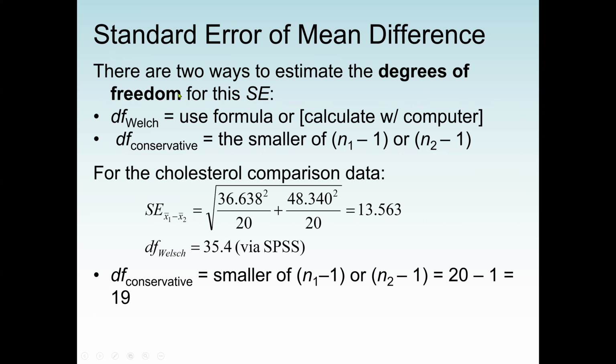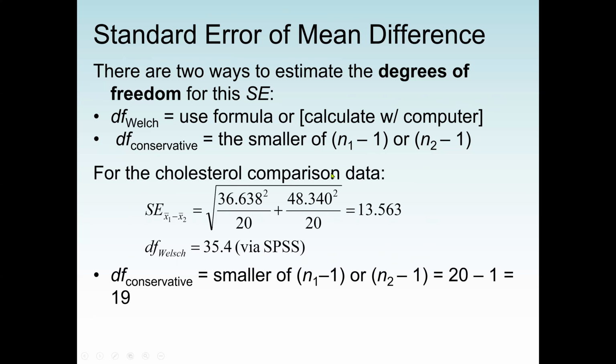So here we say there are two ways to estimate the degree of freedom for this standard error. Degree of freedom for Welch, this is an example. Let's say we're looking for degree of freedom for Welch's test. We can use the formula, which we saw previously, or we can use the calculator to calculate it. Now, degree of freedom for conservative, that's if the data is smaller. We say the smaller of n1 minus 1 or n2 minus 1.